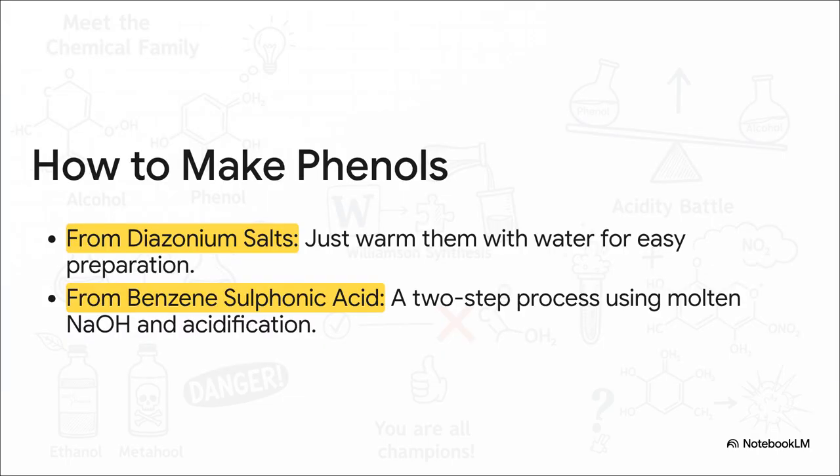And what about our special character, phenol? How do we make it? Well, there are a few ways, but I'll tell you the easiest one to remember. You take something called a diazonium salt, just warm it up with a little water, and poof, you have phenol. Super easy, right? There's another important one from benzene sulfonic acid, but the diazonium salt method is the simplest.